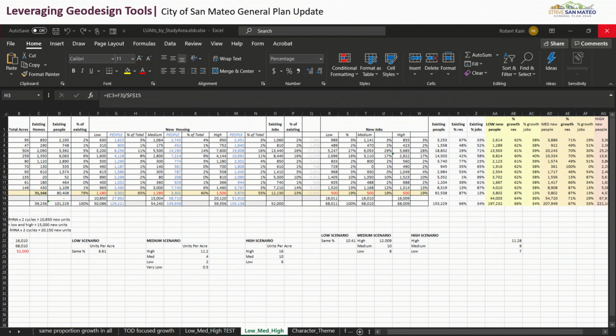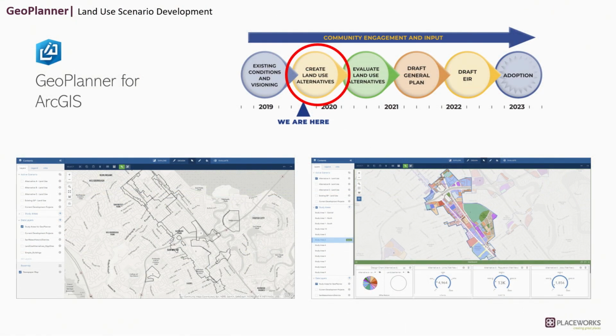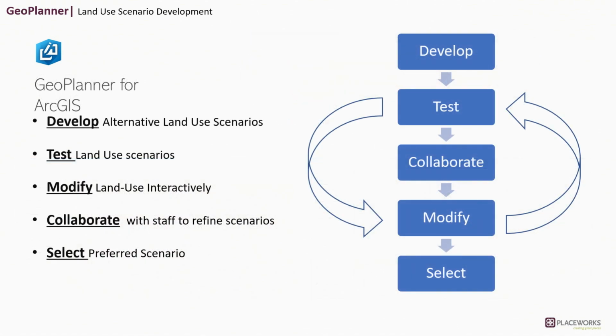And sometimes it's just a little bit hard to understand. So I'm going to talk about some of the tools that we use. So we use GeoPlanner. We had a couple of projects earlier today that talked about GeoPlanner. And we use this to test and modify land uses, right?